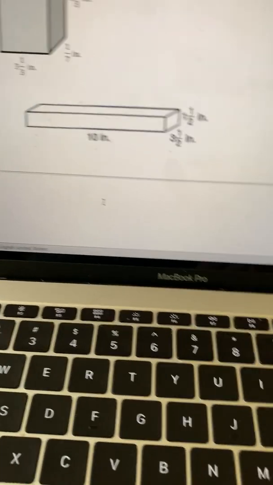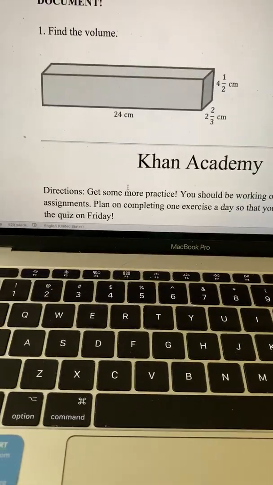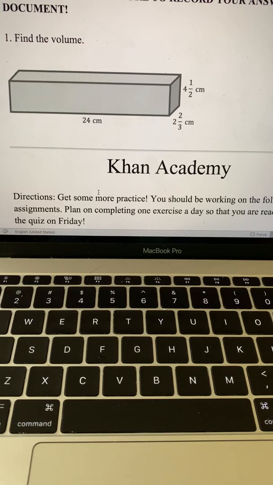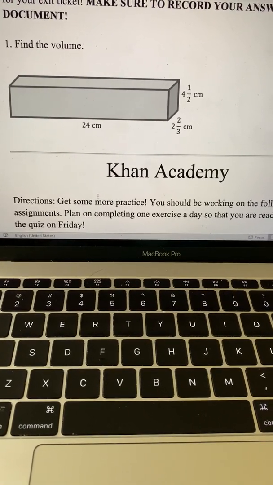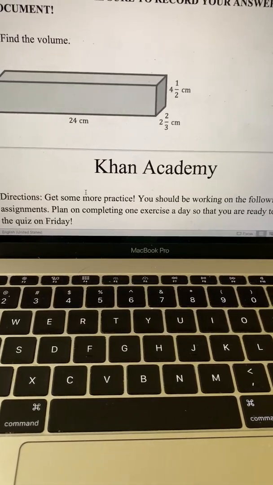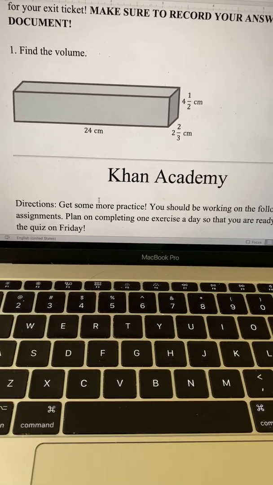Okay, a couple of reminders as you start your exit ticket. Remember that every single question, you just have one on it, but you should definitely start with V equals L times W times H. If you get this one wrong after you submit it, I'm going to do a couple things. 1, I'm going to make sure that you watch the video, and 2, I might ask you to send me a picture of your work so we can find where your mistake is.